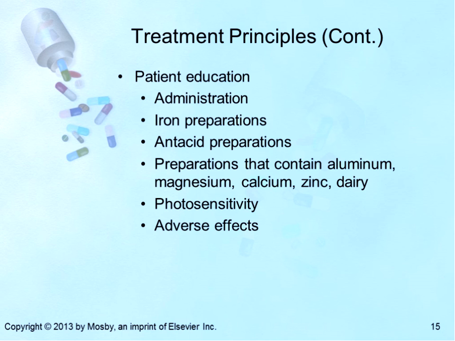Again, with the exception of doxy and minocycline, the use of iron preparations, antacid products, or other products that contain aluminum, magnesium, calcium, zinc, and milk products should be avoided, since they substantially decrease absorption via oral administration. Because of the potential for tetracycline-induced photosensitivity, the patient should avoid unnecessary exposure to the sun. If sun exposure is unavoidable, sunscreens with a minimum SPF of 30 should be used.